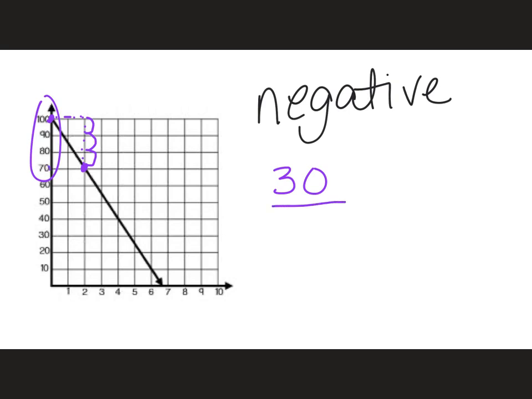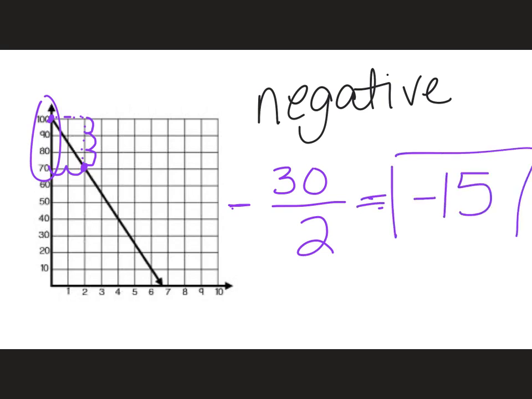But then you look at your run, it's actually by 2. And of course it's negative. But when I simplify, negative 15, right? So keep that in mind when you look at these graphs and when you're finding slope, pay attention to your intervals because that's going to be what tricks you up, okay?